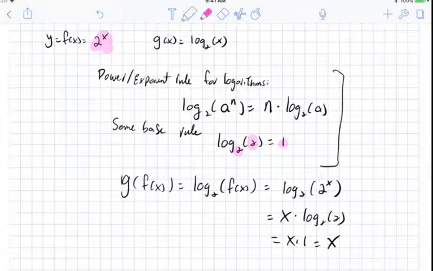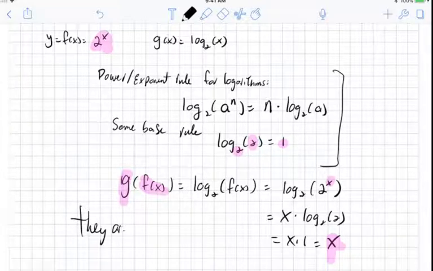Just like when we were talking about inverse functions, if we put one function inside of another function, you get back the input to the first one. That means they're inverses. They are inverses.